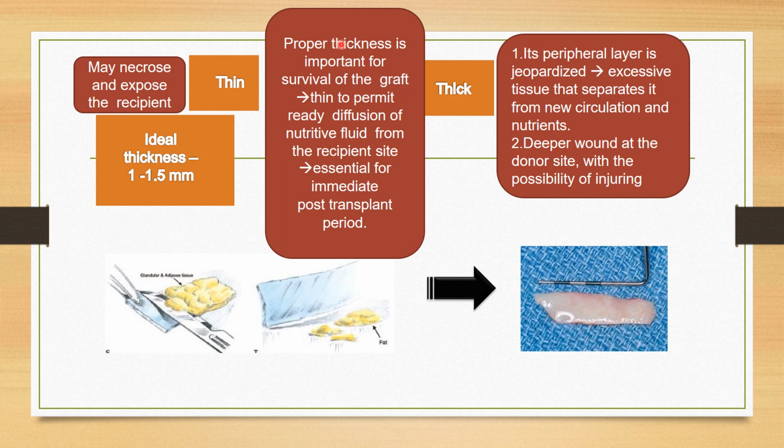Why is this proper thickness important? For the survival of the graft, it should be thin to permit ready diffusion of nutritive fluid from the recipient side, which is essential for the immediate post transplant period. Also, if it is too thick, the peripheral layer is jeopardized, as excessive tissue is separated from new circulation and nutrients. And the deeper wound at the donor site will have more injury, and it will take secondary healing and too much time for healing.